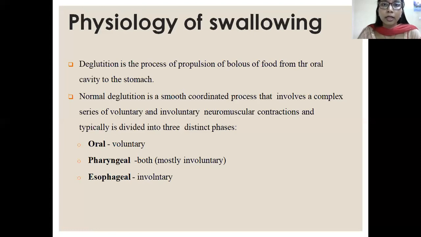Oral, which is completely voluntary. Pharyngeal, a mix of both voluntary and involuntary activity. And the esophageal phase, which is completely involuntary.